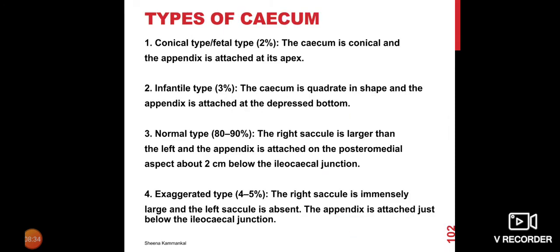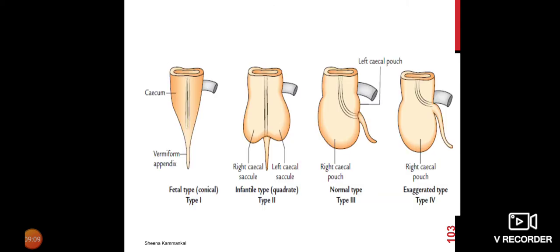We will see the different types of cecum. The types of cecum depend upon the position of the appendix attached to it. The appendix can be present at different areas or positions of the cecum, so depending upon the position of the appendix, we can divide the cecum into different types. The first one is the conical type, present in 2% of people. They are fetal type, and the cecum is conical and the appendix is attached to its apex.